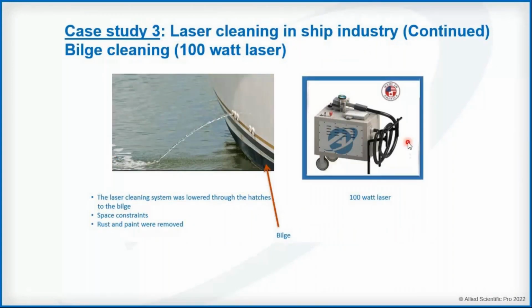Then I also wanted to clean the bilge, but because you had to go through hatches, the only system that could go down there was the 100-watt, and this was the old style 100-watt system. It would have been easier to use the new generation 2 version. But anyway, this was lowered and it cleaned the rust and paint from the bilge.